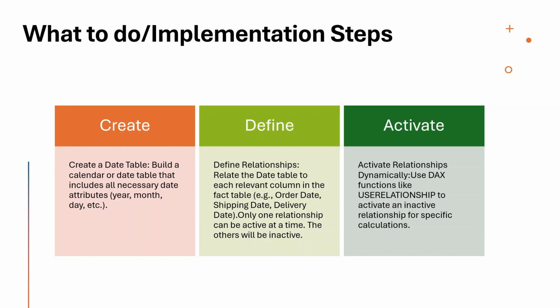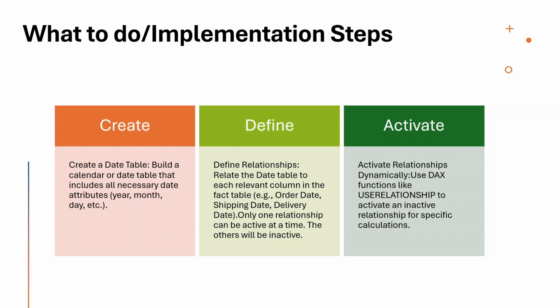The second step is that you define relationships. That is, you create a relationship between the date column in your date table and the date columns that you have in your fact table. What I mean by this is that in your sales fact table, you have order date, shipping date, and delivery date. So you are going to create a relationship between the date in the calendar or date table and all of these date columns that exist in the sales fact table.